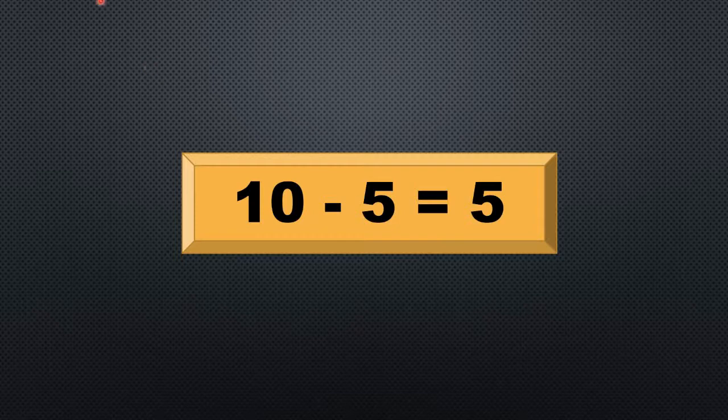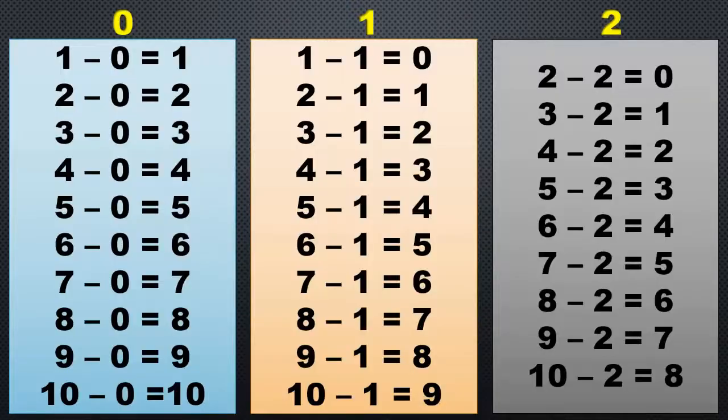Let's revise one more time subtraction tables 0 to 5. 1 minus 0 is equal to 1. 2 minus 0 is equal to 2. 3 minus 0 is equal to 3. 4 minus 0 is equal to 4.